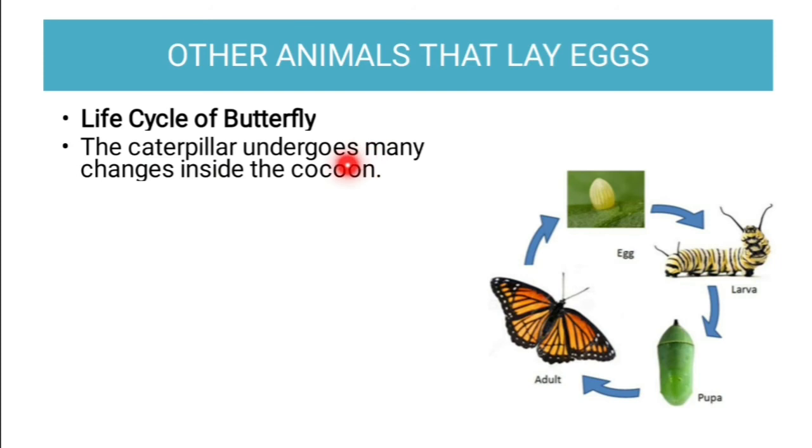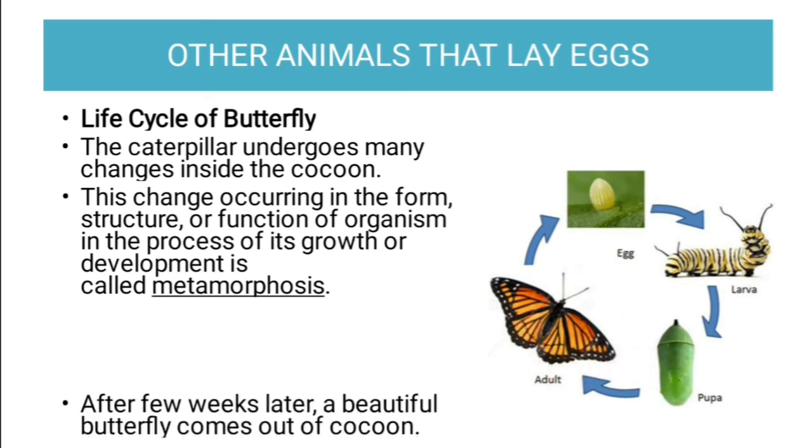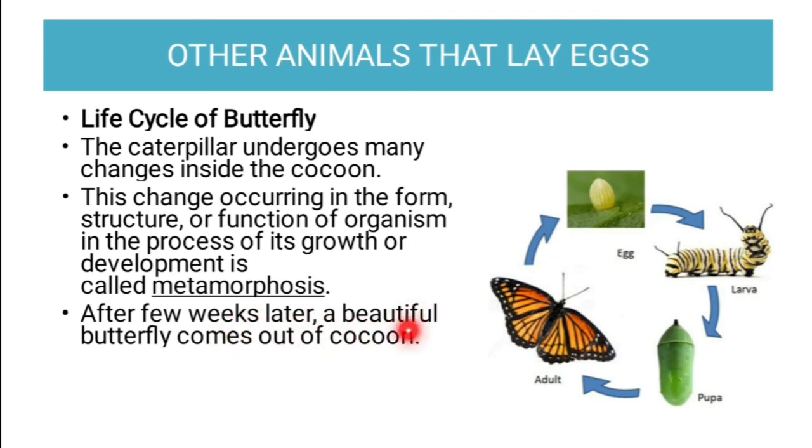The caterpillar undergoes many changes inside the cocoon. This change occurring in the form, structure or function of an organism in the process of its growth or development is called metamorphosis. So this particular stage where a caterpillar covers itself with a pupa and then it comes out, like the animals that hatch through the eggs, in a similar fashion it comes out through the pupa. This particular process is called metamorphosis. Weeks later, a beautiful butterfly comes out of a cocoon.